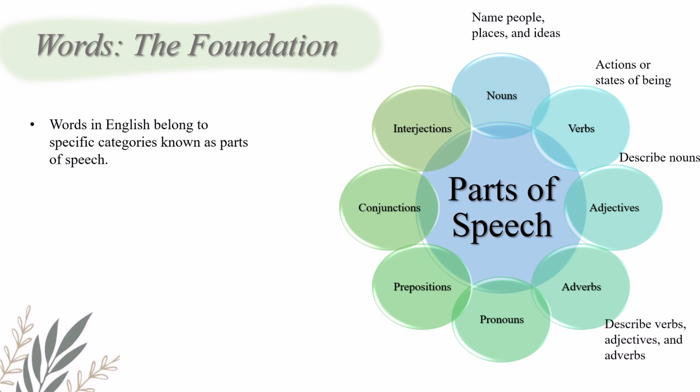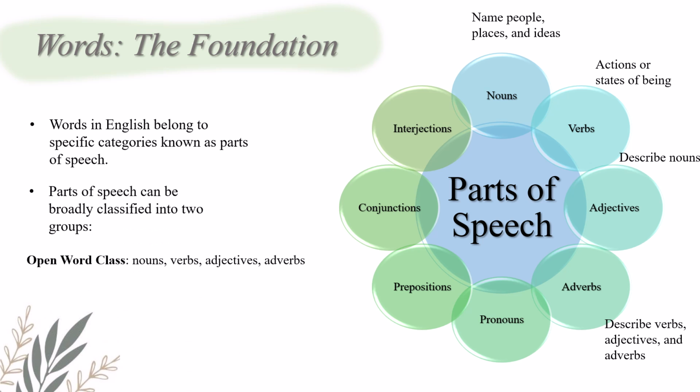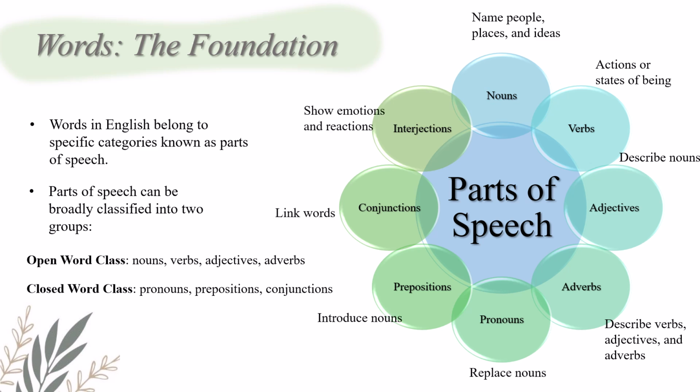Now, these four types of speech are called open word classes because they easily accept new members. Think of words like selfie, hashtag, or unfriend. They didn't exist a few years ago, but now they do, and they belong to these categories. On the other hand, we have closed word classes, which rarely change and rarely accept new members. These include pronouns, prepositions, and conjunctions.